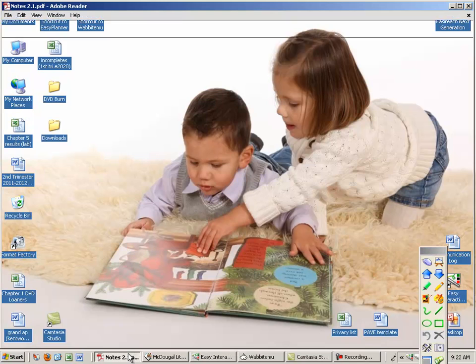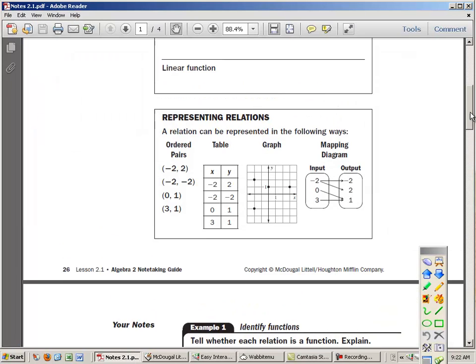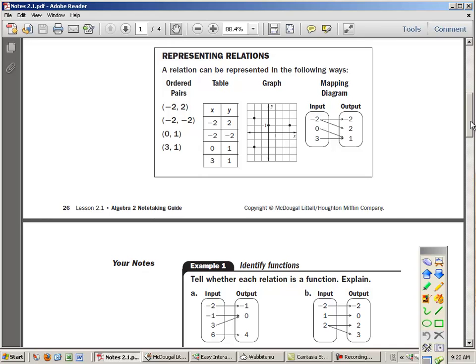And so as we talk about representing relations here, it says a relation can be represented in the following ways. It can be represented as ordered pairs, tables, graphs, or a mapping diagram similar to what we talked about before. So those are the four primary ways that we can represent a relation.